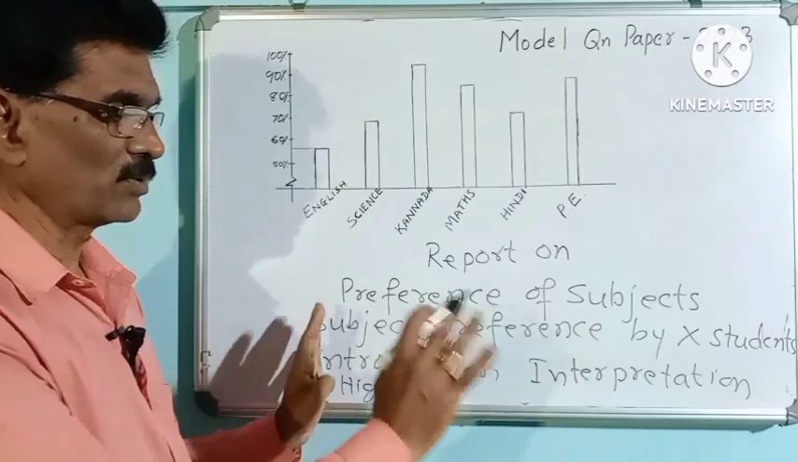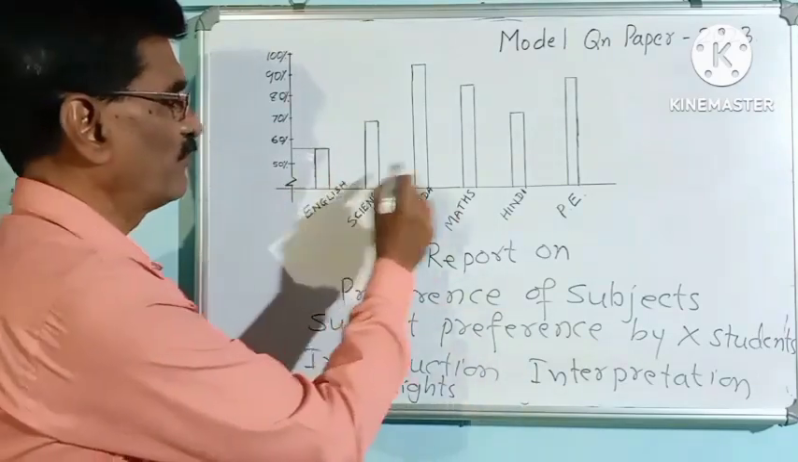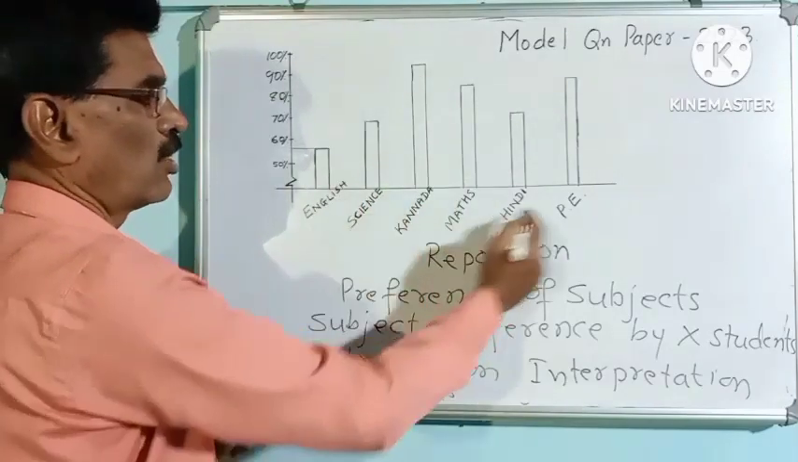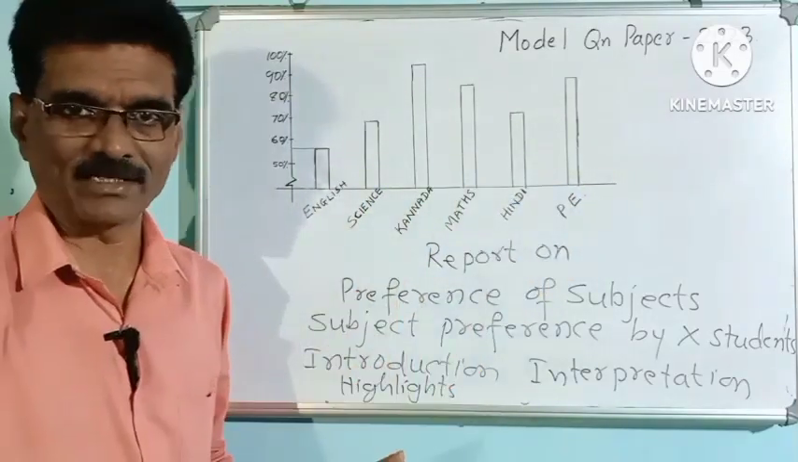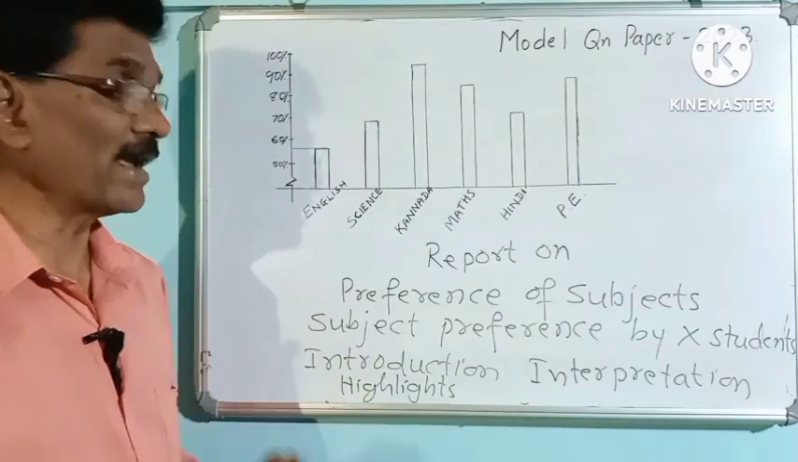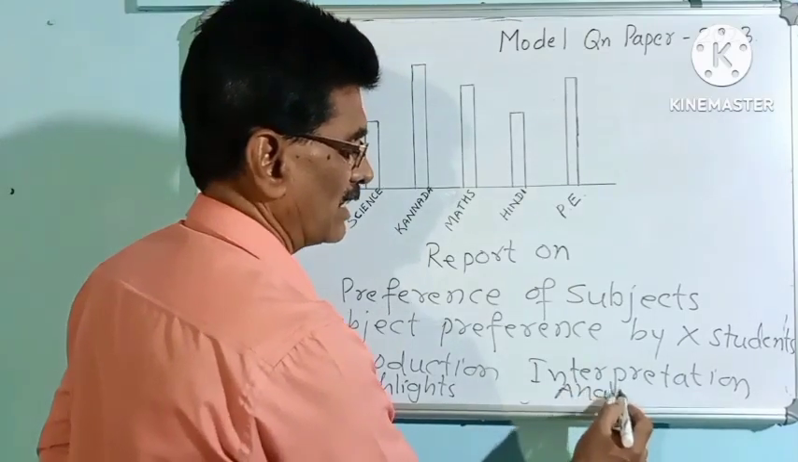This way you have to write the interpretation, taking every aspect of it, that is all the percentages for all these subjects you have to write. This is the interpretation. Then comes the analysis. This part is also very important. What is this? Analysis.